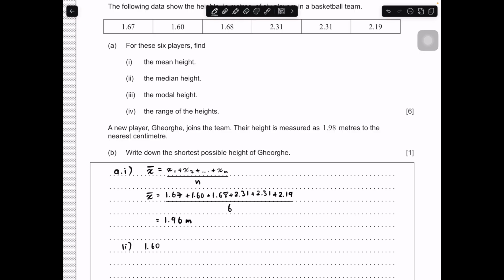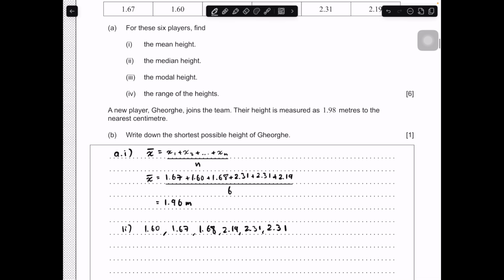organize these values from the lowest to highest. So 1.60, 1.67 is the second value right here. 1.68. And then it looks like it is 2.19. And then these 2 tallest players right here, 2.31.